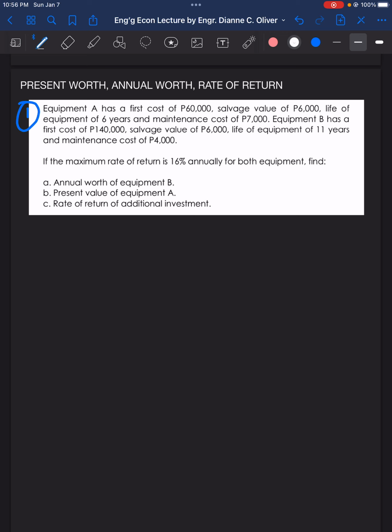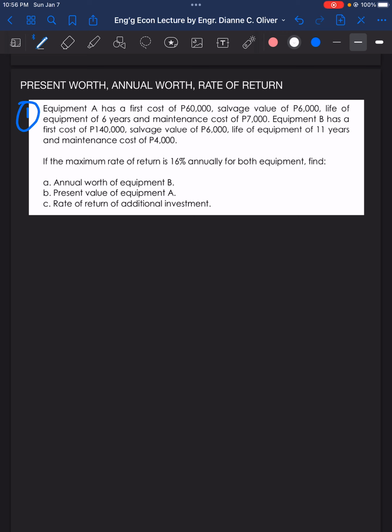Equipment B has a first cost of 140,000 pesos, salvage value of 6,000 pesos, life of equipment of 11 years, and maintenance cost of 4,000 pesos. If the maximum rate of return is 16% annually for both equipment, find letter A, the annual worth of equipment B. Letter B, present worth of equipment A. And for letter C, rate of return of additional investment.